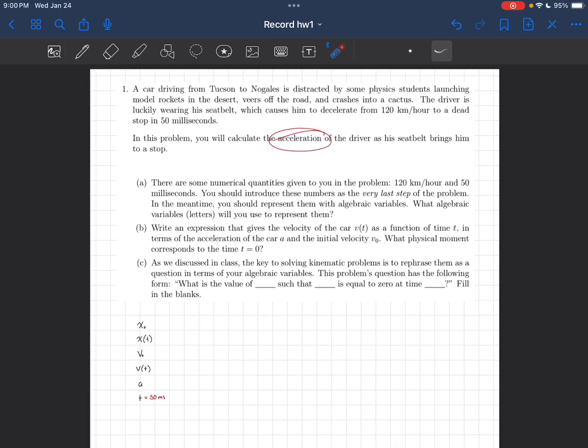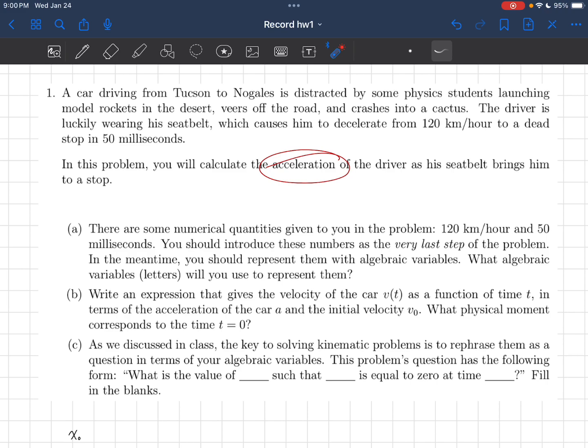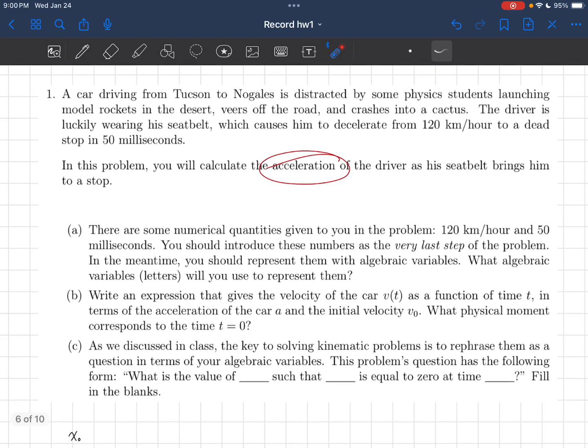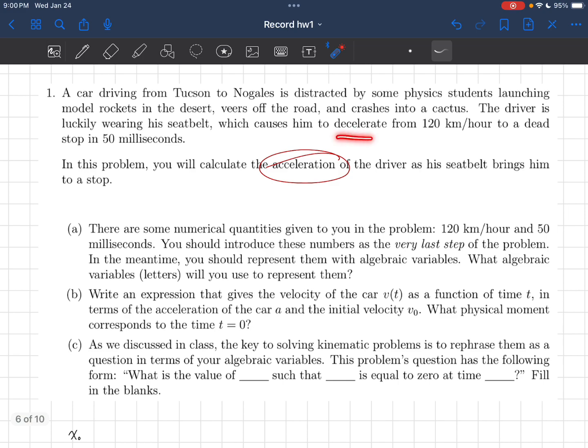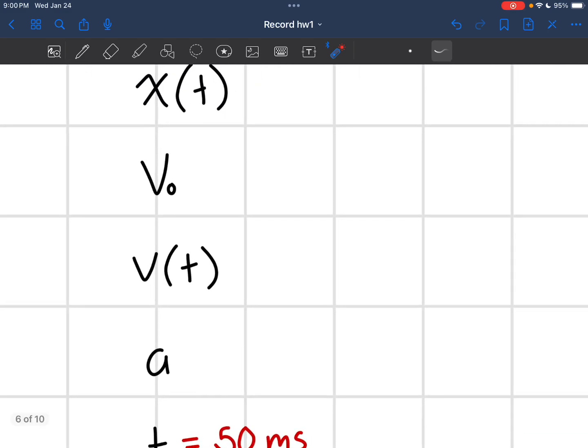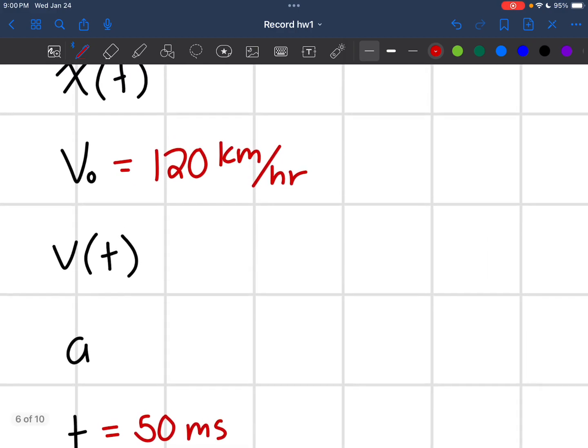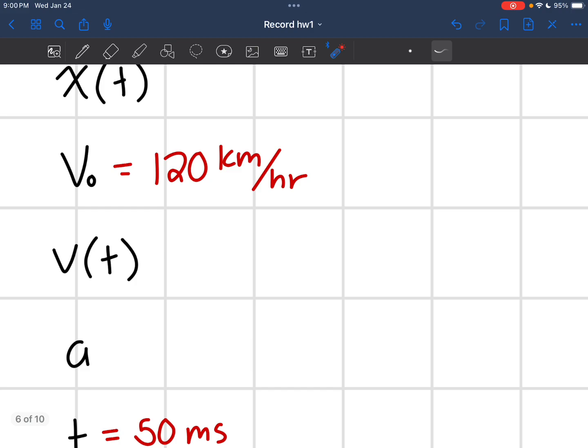So what we have to do is revisit the context of the problem and figure out, is this my initial or is this my final velocity? So our hint is that we're decelerating from 120 kilometers per hour to a dead stop, which means that I'm starting at 120 and then I end up stopping. So that tells me my 120 kilometers per hour is my initial velocity.